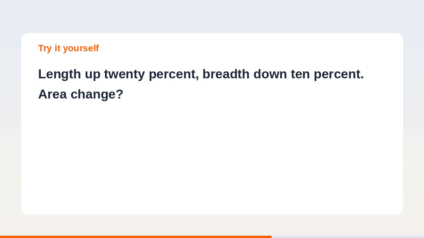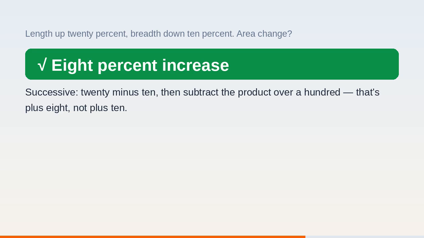Here's one to try yourself. Length up 20%. Breadth down 10%. Area change? Pause the video and give it a shot. The answer is 8% increase. Successive, 20 minus 10. Then subtract the product over 100. That's plus 8, not plus 10.